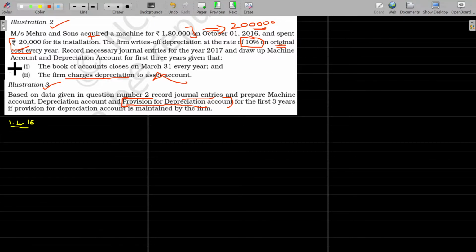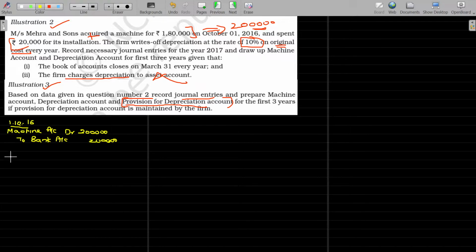Let's see here. On this date, at the time of purchase, the asset entry being machine account debit, to bank account. The value being 2 lakhs.